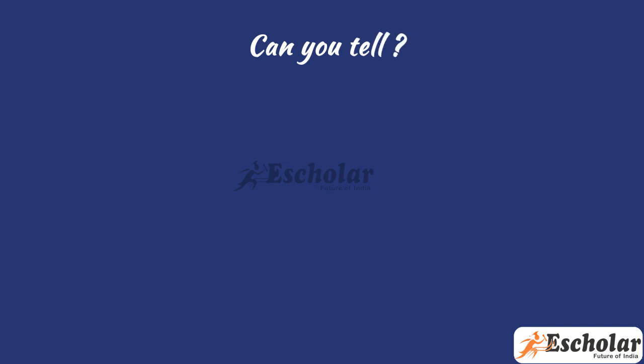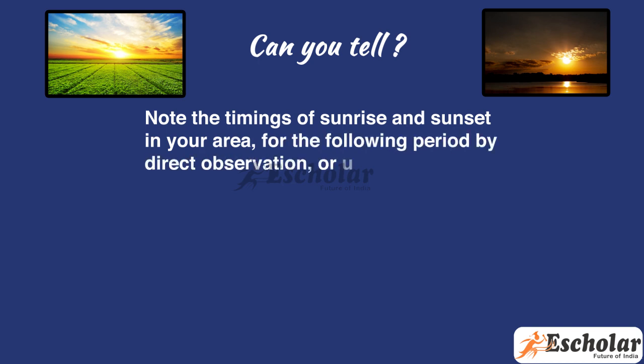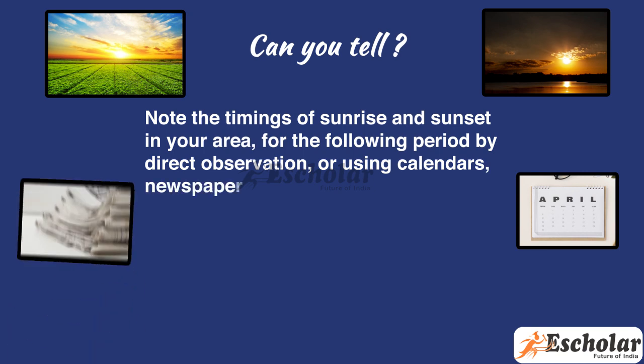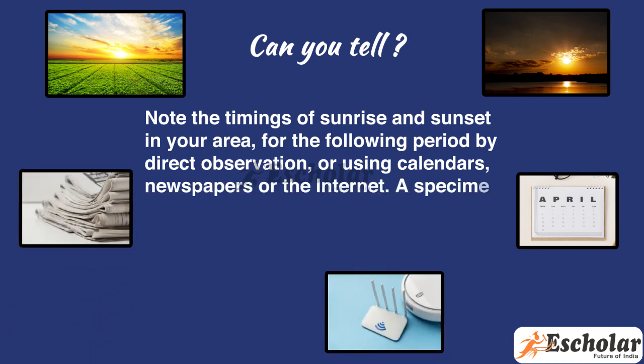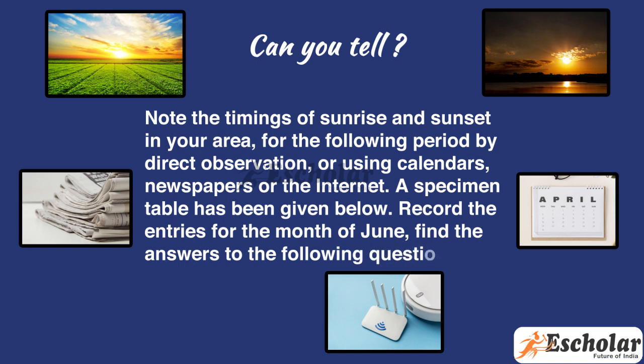Can you tell? Note the timings of sunrise and sunset in your area for the following period by direct observation or using calendars, newspapers, or the internet. A specimen table has been given below. Record the entries for the month of June. Find the answers to the following questions and discuss them.